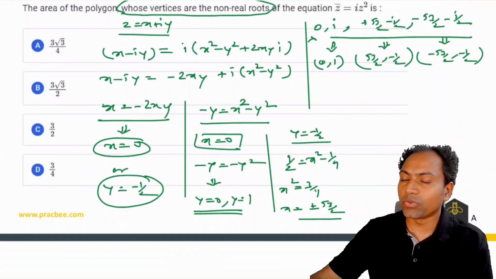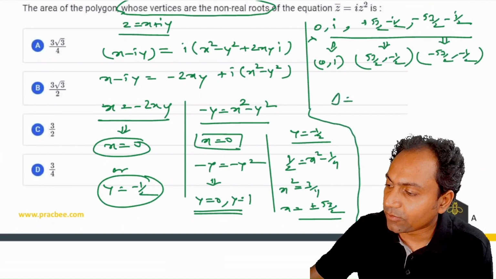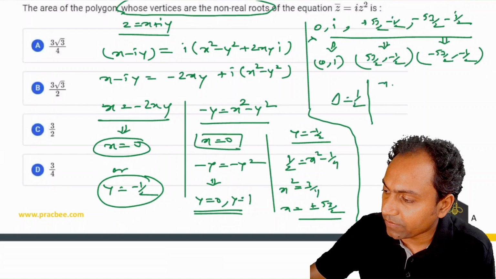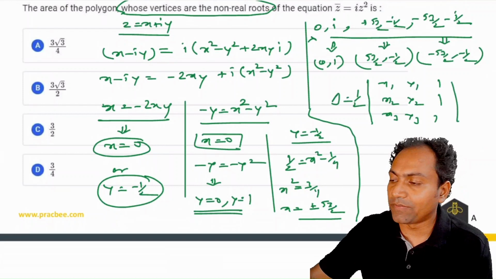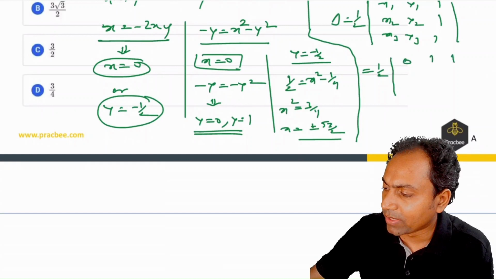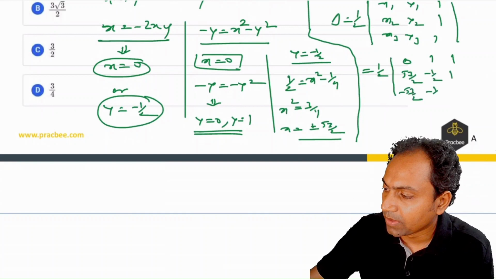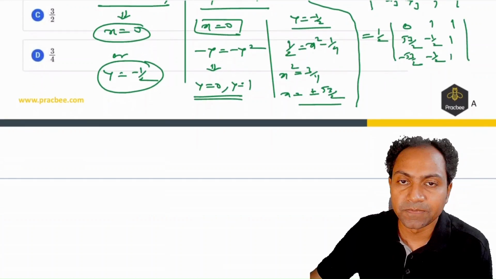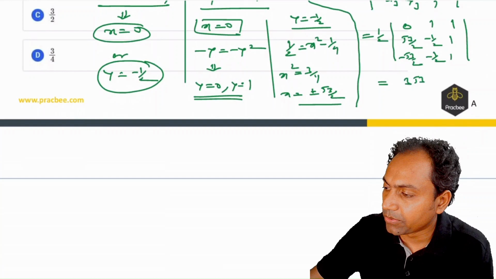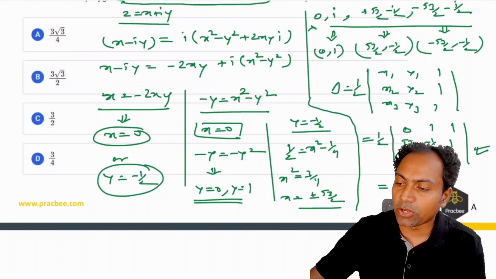And now, since we know these three roots, we have a formula for finding the area of a triangle when three roots are known. That formula goes like this: 1 by 2 times mod of the determinant x1 y1 1, x2 y2 1, x3 y3 1. So all we need to do is substitute these values. So if I do so, it becomes 1 by 2 times determinant of 0 1 1, root 3 by 2 minus 1 by 2 1, and minus root 3 by 2 minus 1 by 2 1. And if we simplify this, the answer that we get is nothing but 3 root 3 by 4. And because we also need to consider modulus sign of this, you can see our A option matches.